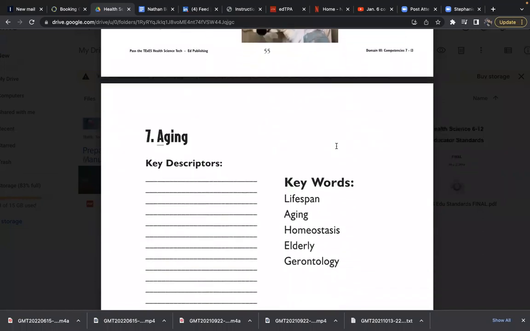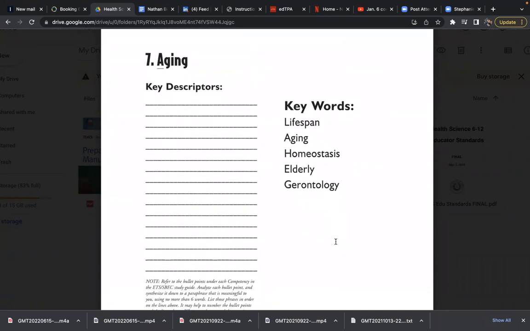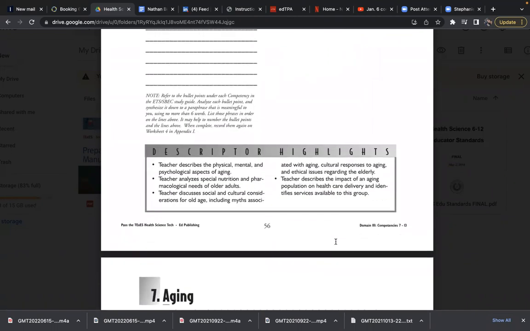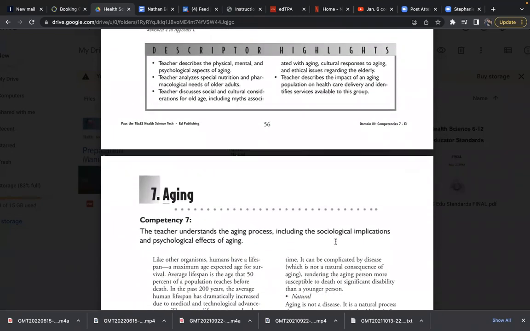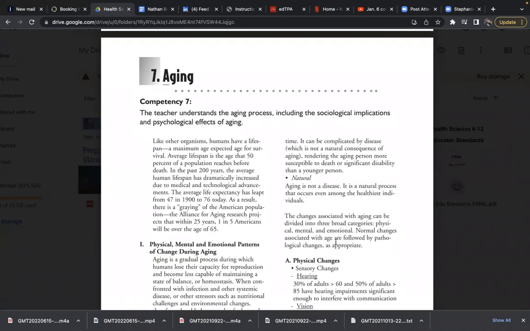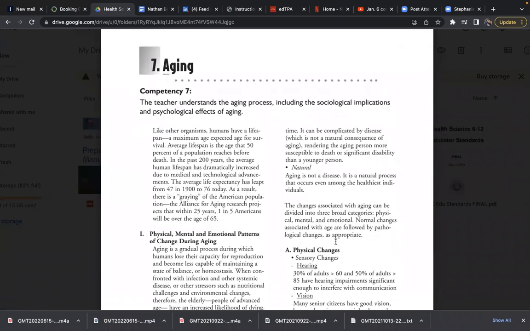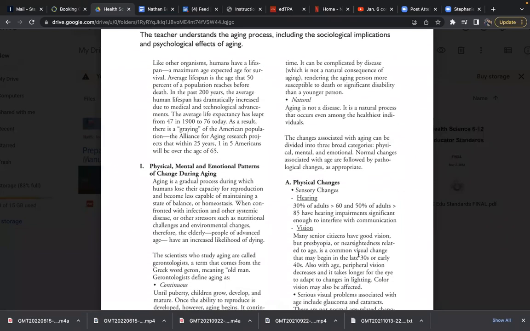So talking about aging, this is still standard 1. Lifespan, aging, homeostasis, elderly, and gerontology, the study of taking care of the elderly and everything encompassing that. So the aging process, social implications, not social as in family, social as in community, the economy. What happens when a large swath of the population is now retired, no longer working, and now has all these diseases and disorders? It's going to be a problem economically, and talking about those things, thinking about why we would take those things into consideration.